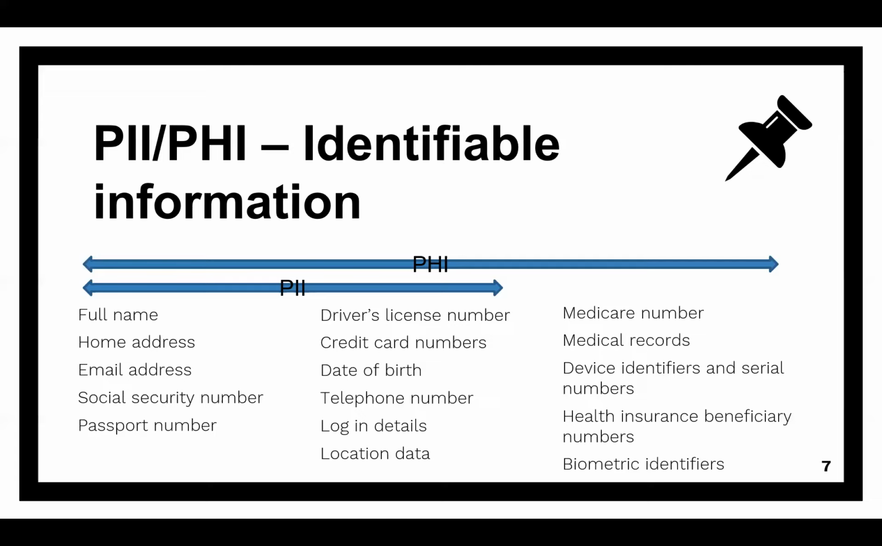And when we're talking about PHI, it is a little bit more than that. It does include PII to some extent, but it also includes a lot of additional things that are health related, like Medicare number, medical records, insurance beneficiary numbers, biometric identifiers, and so on and so forth, right? Both PII and PHI are types of personal information that are normally very important in any country, and they're highly regulated.